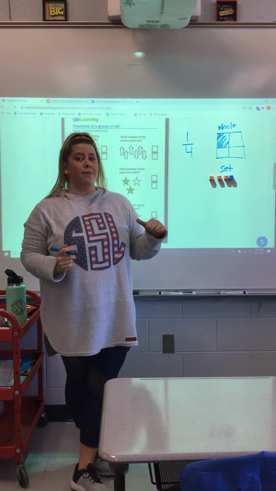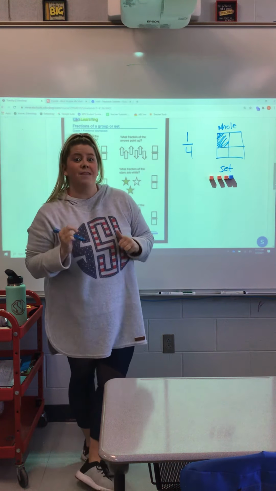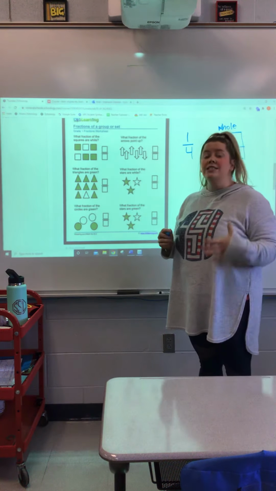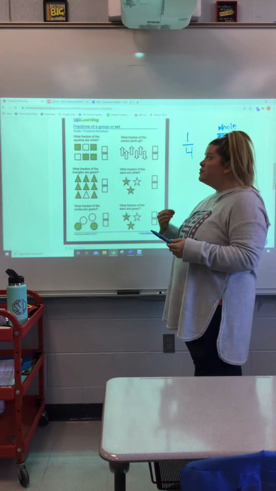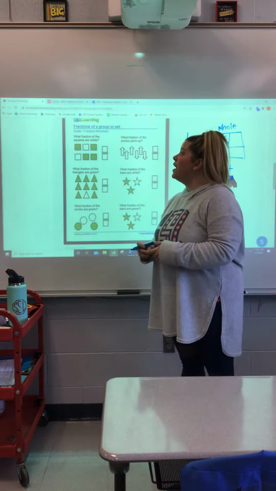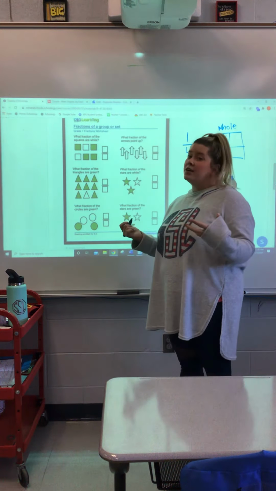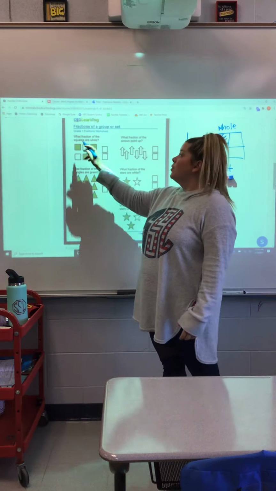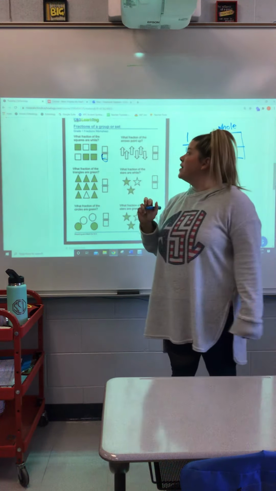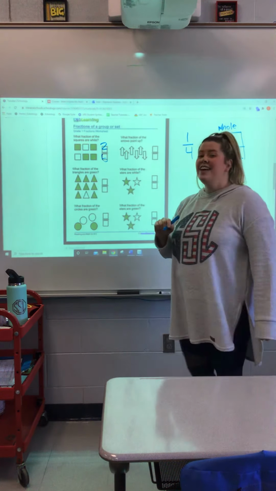We're going to learn more, but I want to make sure that we are really good with these before moving on. So now let's look at our page on Schoology. We're going to continue to practice fractions as part of a set. Let's look at this one. It says, what fraction of the squares are white? First we have to figure out our denominator. How many do we have? 1, 2, 3, 4, 5, 6. How many of them are white? 1, 2. Good.